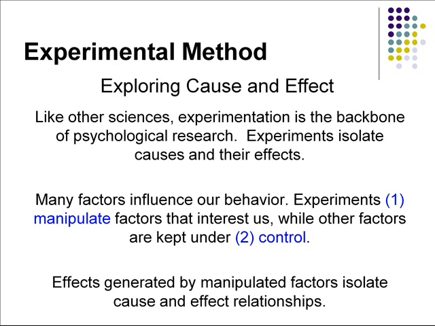In experiments, we manipulate one or more of the variables of interest while keeping everything else the same, or controlling other factors. By manipulating the factors we think of as the cause for behavior, and then measuring the differences in the effect, we can evaluate these cause and effect relationships.